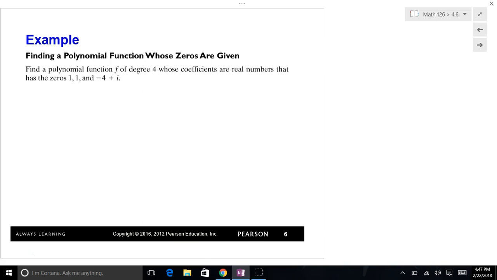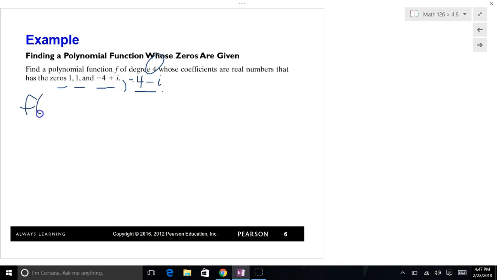So if negative 4 plus i is a 0, we know negative 4 minus i is also a 0. And since we have the 4 zeros now, you've got to have 4 zeros to be a degree 4. And now we can go backwards from the zeros and build the polynomial.